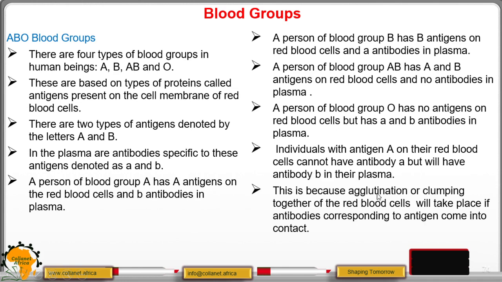The reason we are answering: agglutination, or what we call clumping together of the red blood cells, would take place if the antibodies corresponding to the antigens come in contact. That means the blood will clot in the body and will block, therefore no blood flow, and that is likely to lead to death.